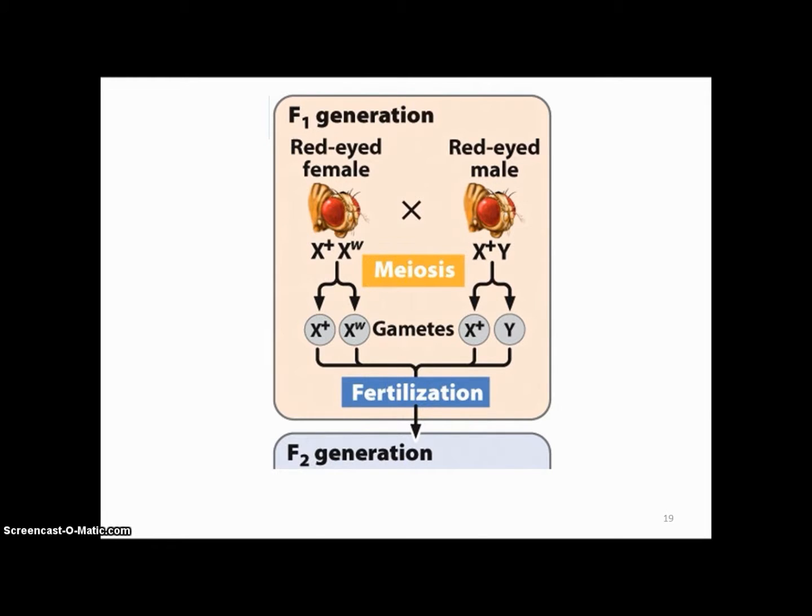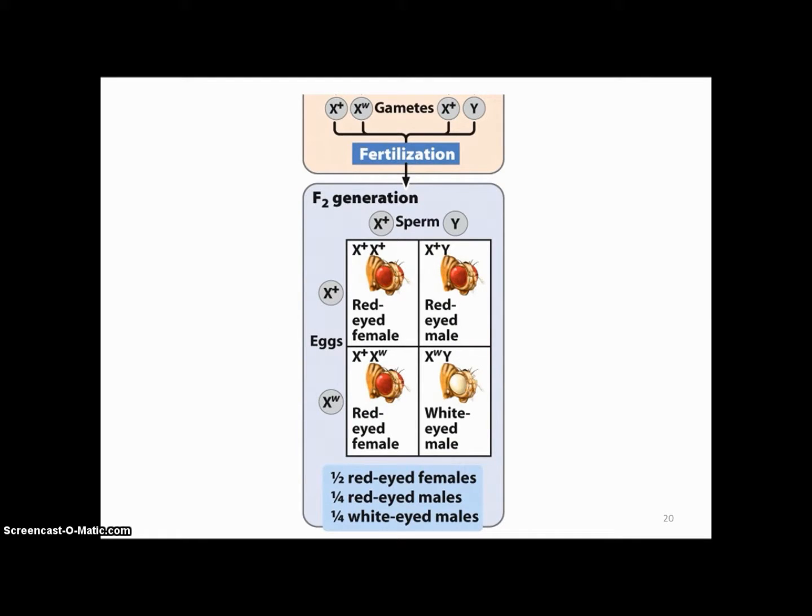In the F2 generation, however, he ended up with different proportions of phenotypes for the different sexes. He found that females were all wild type and males were half wild type and half white eye. And Thomas Hunt Morgan proposed that the gene for white eyes is on the X chromosome, and different patterns of inheritance for males and females is very much a hallmark of sex-linked traits.